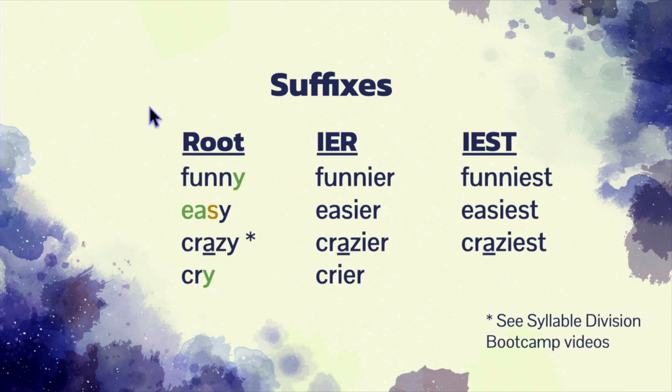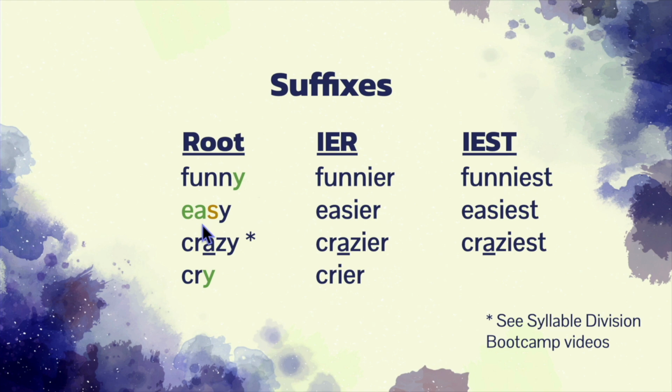Now let's get to our new material. Here we have the root words. Here we're adding the suffix ER and the suffix EST. Here's our root funny. Y at the end of a longer word usually has a long E sound. When we want to say that something is more funny than something else, we say it's funnier, and the Y changes to an I, but it keeps the long E sound that it had in the root. So we have funny, funnier, funniest.